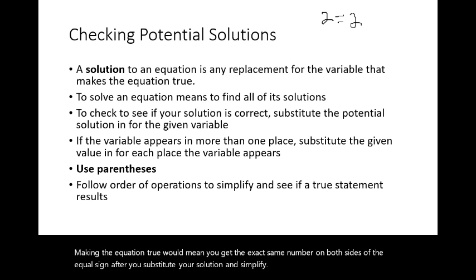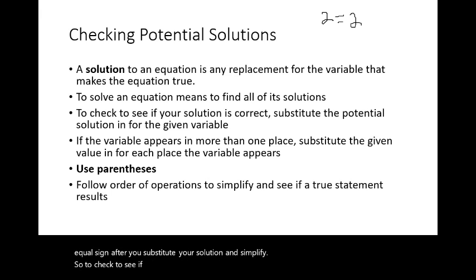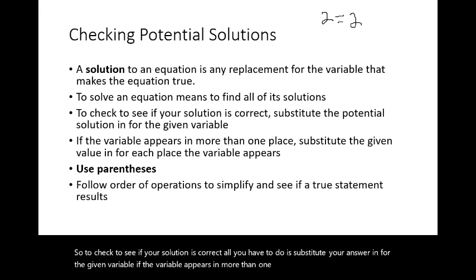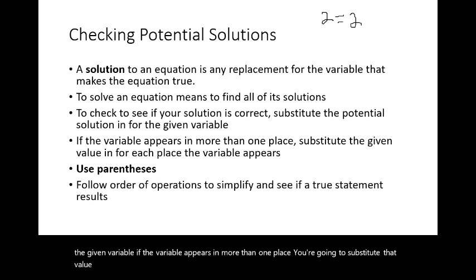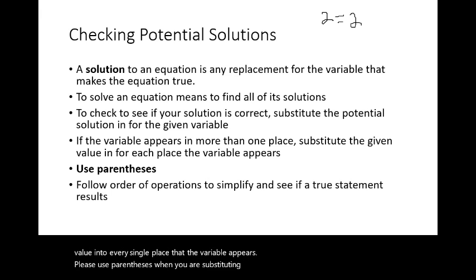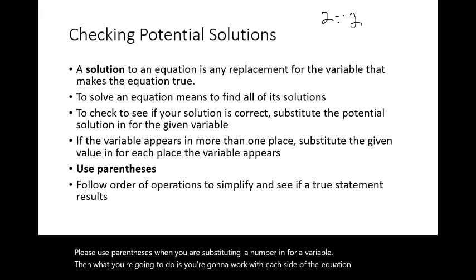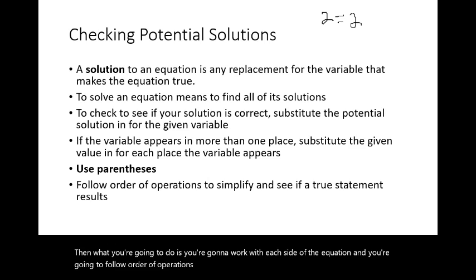So to check to see if your solution is correct, all you have to do is substitute your answer in for the given variable. If the variable appears in more than one place, you're going to substitute that value into every single place that the variable appears. Please use parentheses when you are substituting a number in for a variable. Then you're going to work with each side of the equation, and you're going to follow order of operations to simplify each side of the equation. And you're going to see if a true statement results.